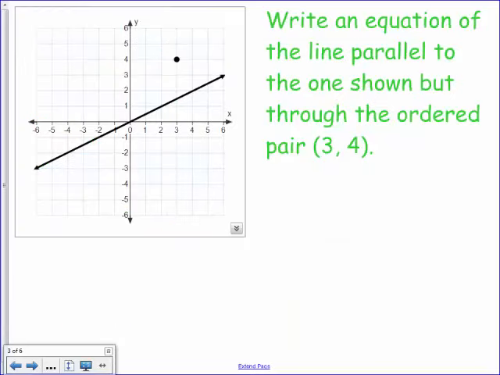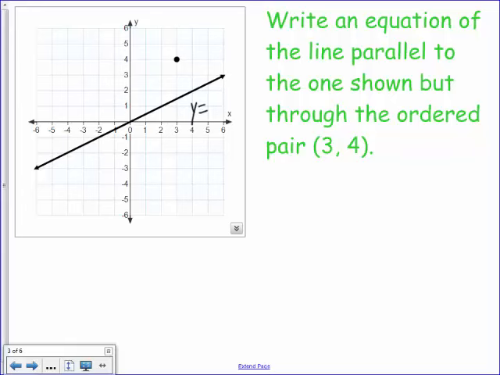Okay, same thing, you get something like this. You could get a line, and you want to write a line that's parallel to it that goes through a certain point. Well, what would be helpful? Yeah, if I knew the equation of this black line here. So can I figure it out?